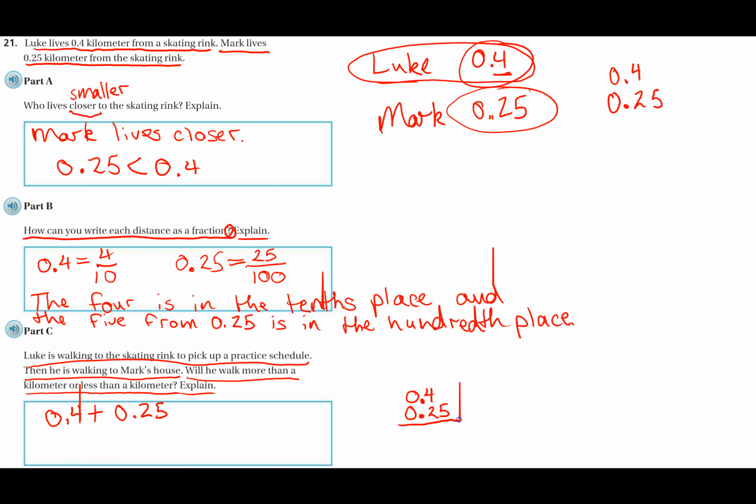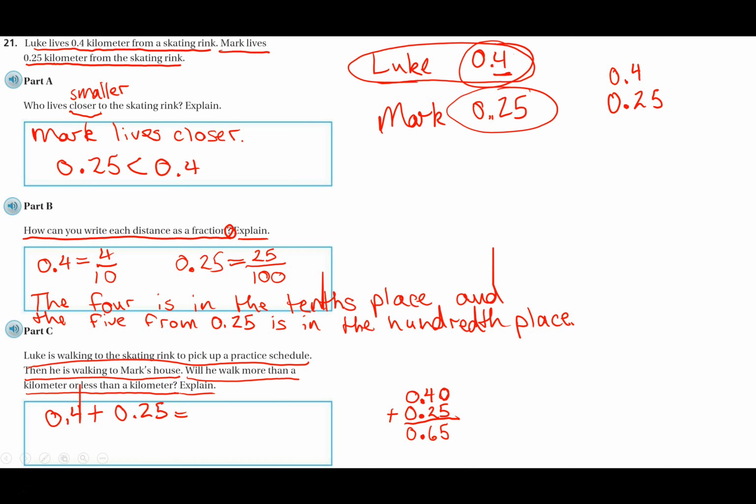And again, I'm adding. Okay, if I have nothing above the 5, nothing is equal to 0, so I can put in that 0 placeholder there. 0 plus 5 is 5. 4 plus 2 is 6. Decimals stayed lined up. 0 plus 0 is 0. So that equals 0.65. And then let's see, that's not our answer yet.